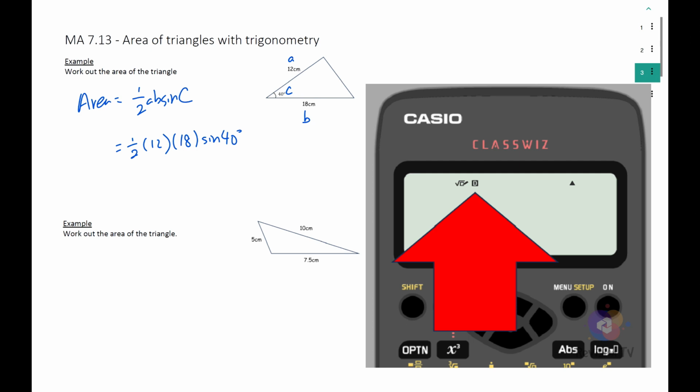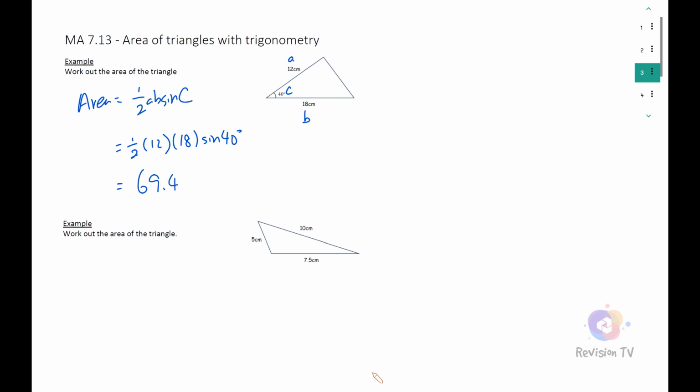If you put it in a calculator, make sure your calculator is in degrees mode. You can see there's a D on top of the display. It says display degrees mode, so make sure it's in degrees, otherwise you get the wrong answer. And then you get 69.4 centimeters squared. I rounded to 3 significant figures.